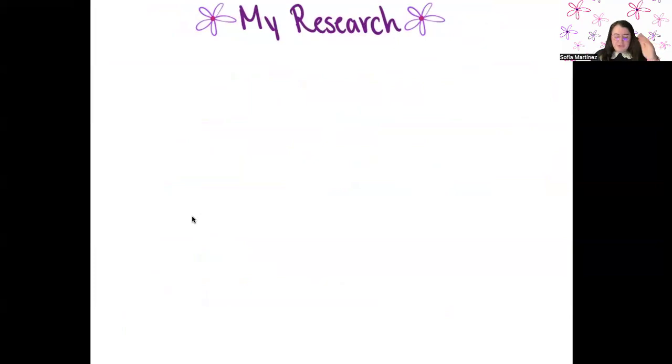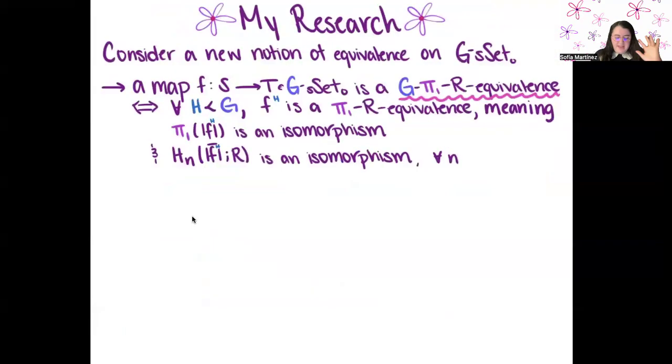So let me talk about my research. This is the last result I want to give. If you consider a new notion of equivalence on G reduced simplicial sets, this is going to be a map as follows. I have 2 G simplicial sets, and I say that a map between them is a G pi 1R equivalence if for any subgroup, the induced map on fixed point spaces is a pi 1R equivalence, right? I just asked that the induced map on fixed point spaces is the same as before.